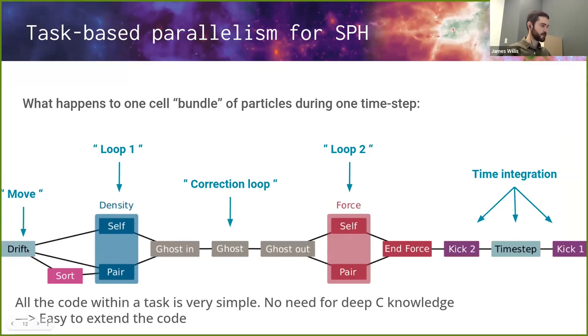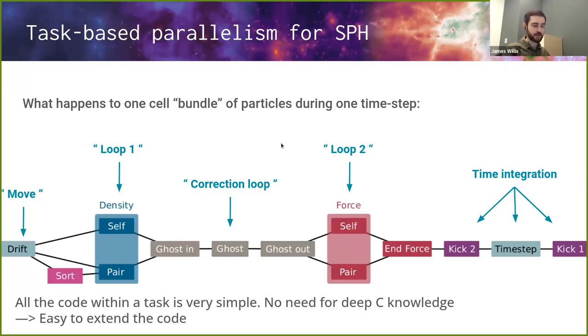And then once this is run, this makes sure that the dependencies for the density are satisfied, on the density task here, which is comprised of the pair and the self tasks. Then when these series of tasks are finished, this is known as the correction loop, the go stack. So instead of having a complete all-to-all between the density tasks and the force tasks, we have these go-between tasks, which just make sure the density is all finished before we move on to the force.